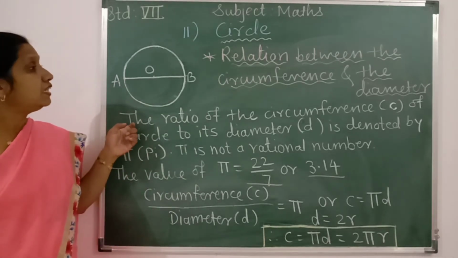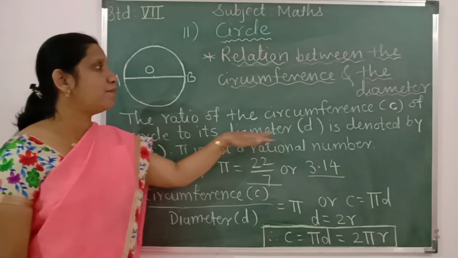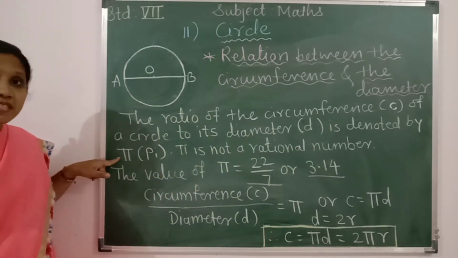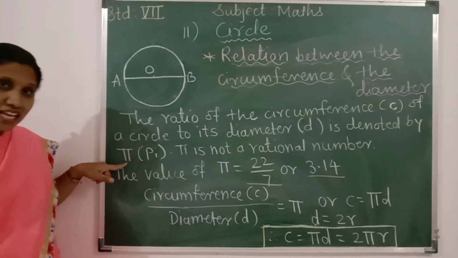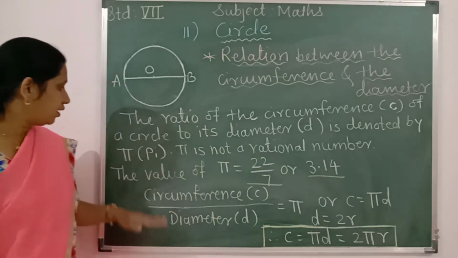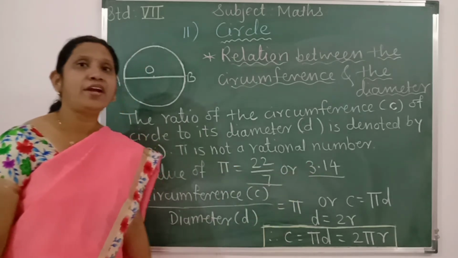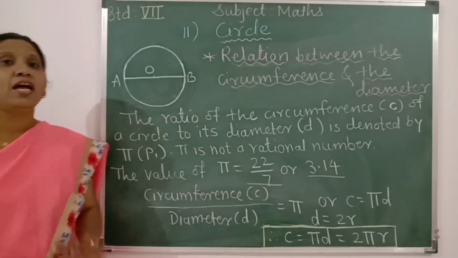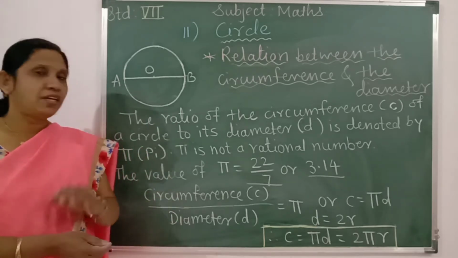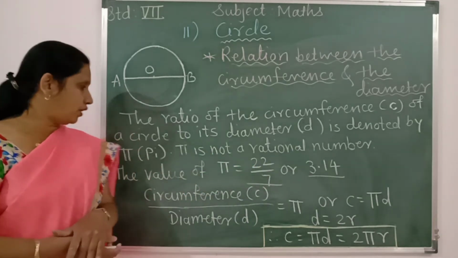See here students, the ratio of the circumference C of a circle to its diameter D is denoted by the symbol pi. It's read as pi. Pi is not a rational number. The value of pi is 22 upon 7 or 3.14. These are standard values. If it is not given in the exam while solving the sums, you have to take this value as 22 upon 7 or 3.14.